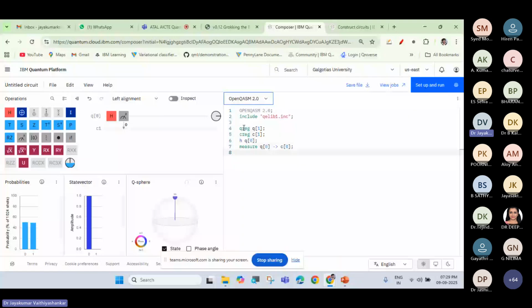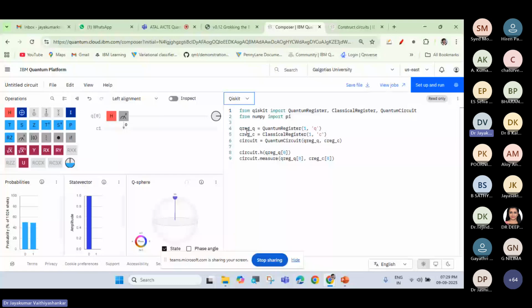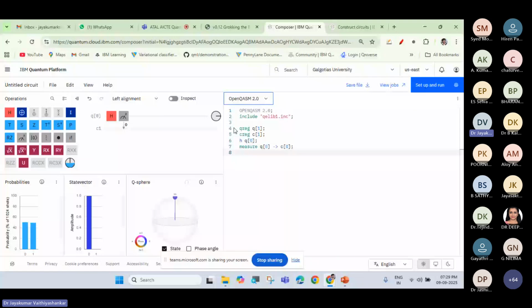This assembly language will translate any quantum language into any quantum vendor's format. Suppose you are working in IBM, so this is the code version for IBM. You can use the same code, convert it into OpenQASM, and run it on Google Quantum also. You can run on Microsoft Quantum also.